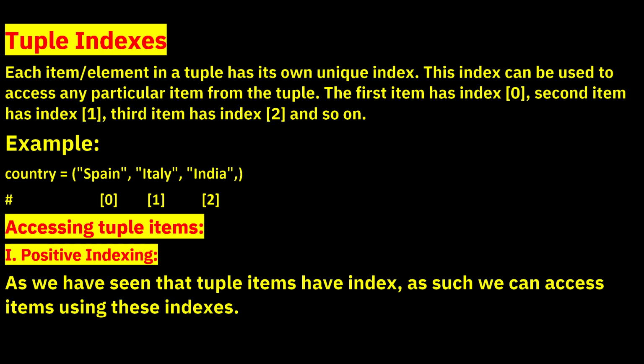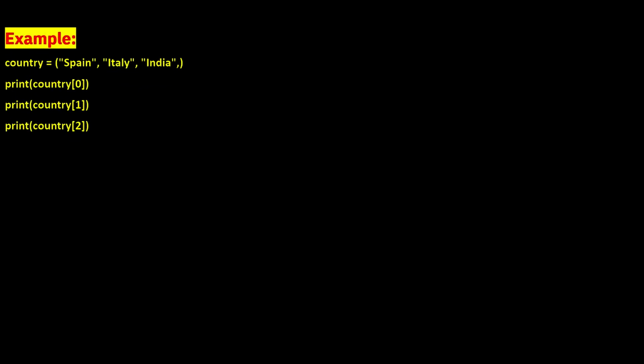Accessing tuple items. 1. Positive indexing. As we have seen, tuple items have an index, so we can access items using these indexes. Example: country = ("Spain", "Italy", "India",). print(country[0]). print(country[1]). print(country[2]). Output: Spain, Italy, India.